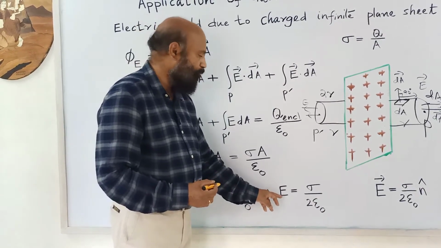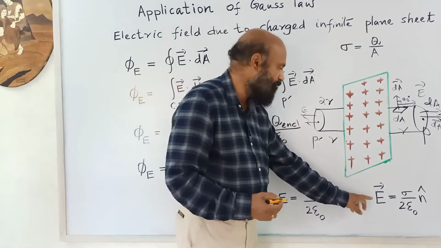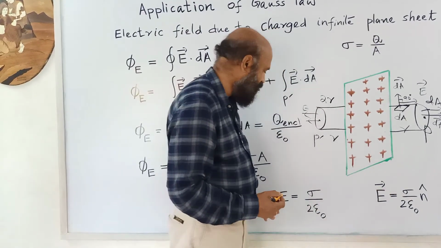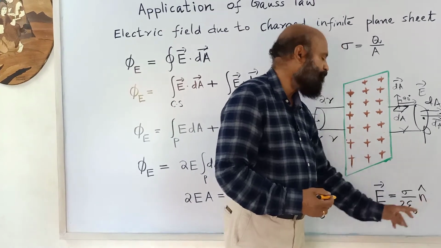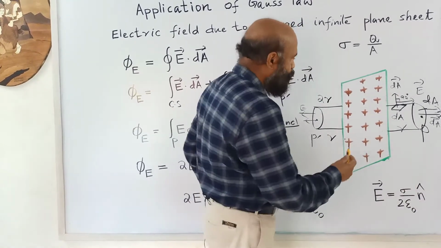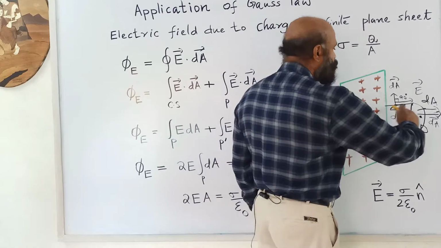Intensity is a vector quantity. In vector notation we can write E vector is equal to sigma by 2 epsilon 0 n cap. N cap is a unit vector directed outward.